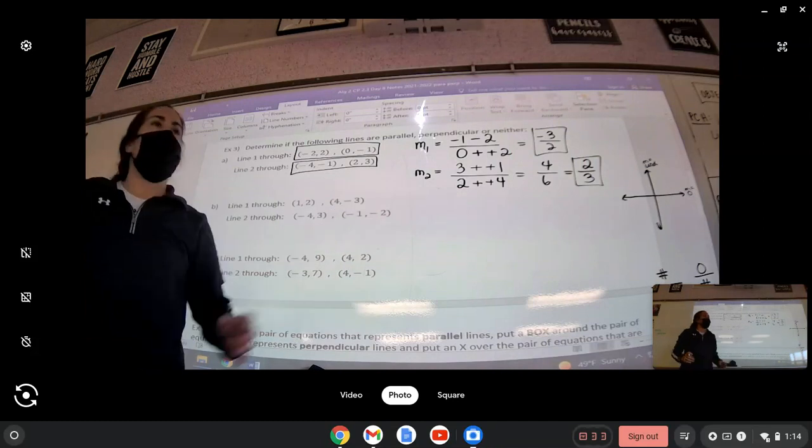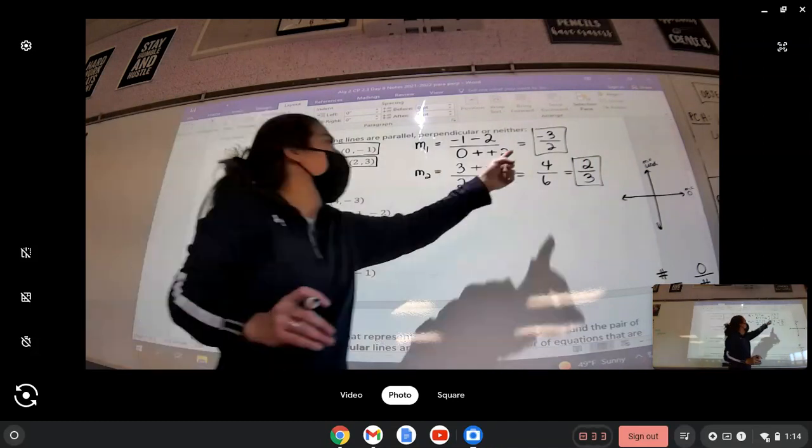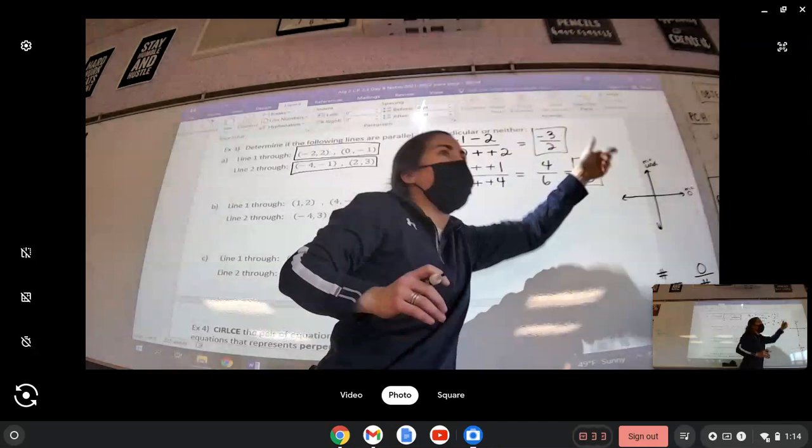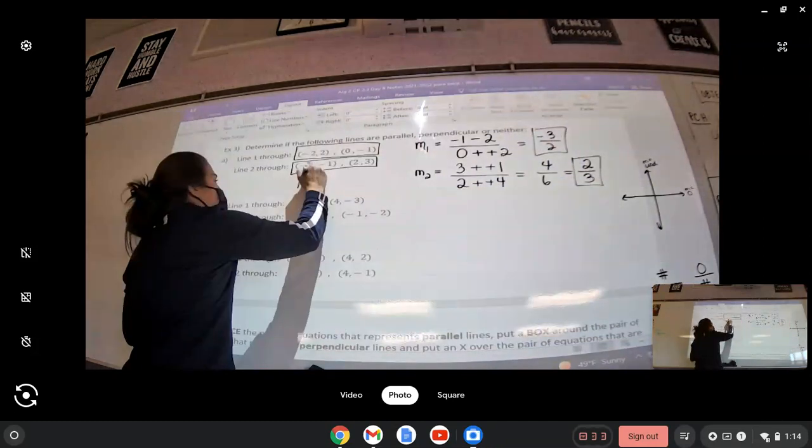They ain't parallel. These are not the same slope. Could it be perpendicular? Are they opposite side and reciprocal? Boom, perpendicular lines.